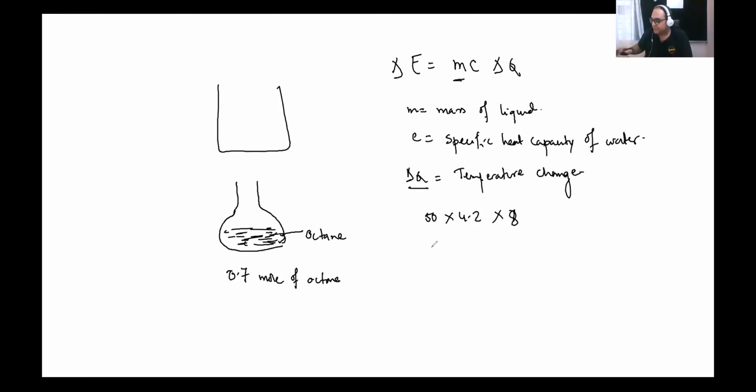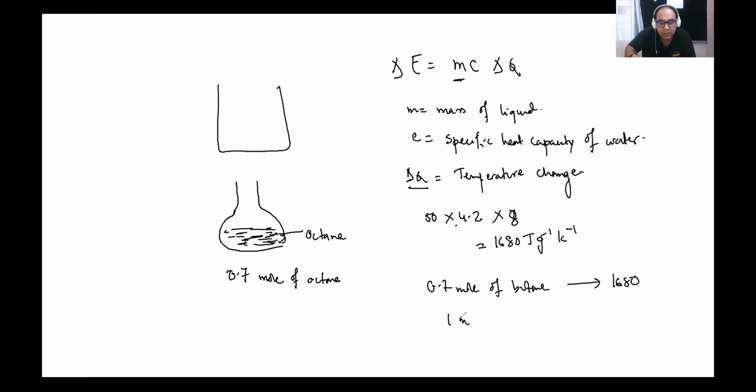So if now they ask you to find out the energy released per mole, how do you do it? 50 into 4.2 into 8. What is the answer? 1680 joules. So we can say that 0.7 mole of butane releases 1680.